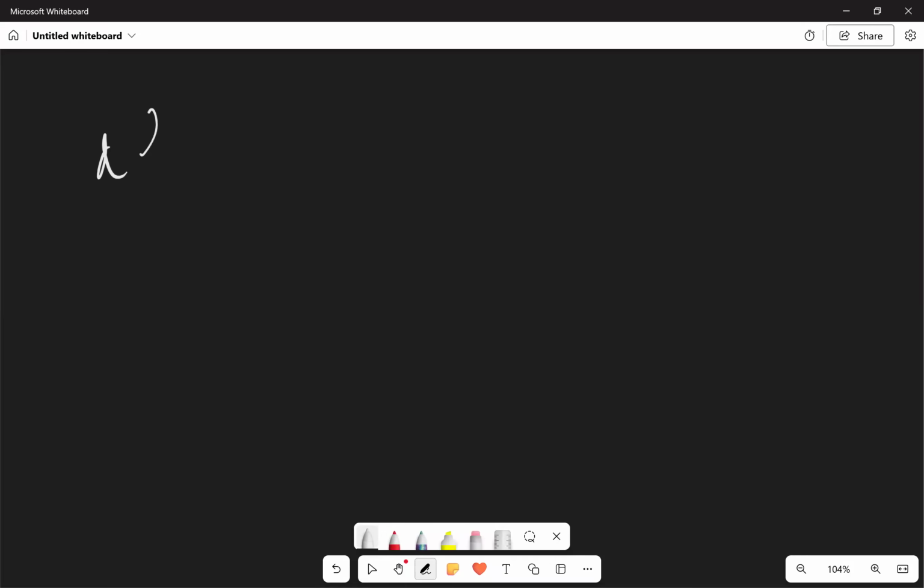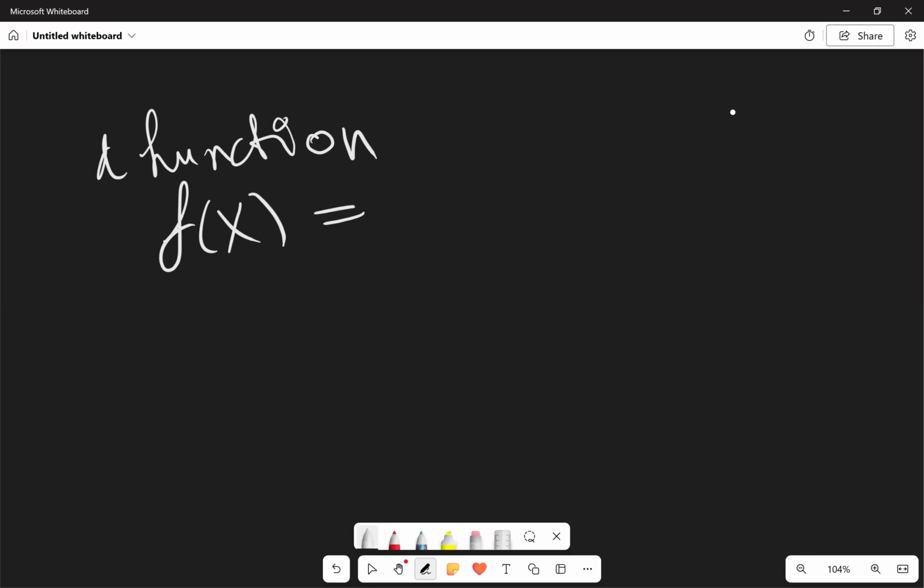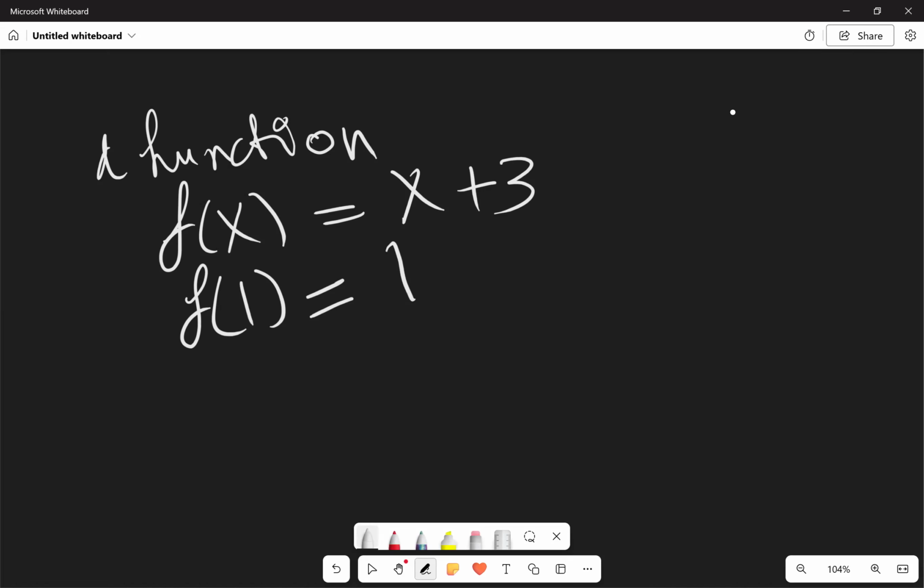A function is a machine that when you put in a certain number, it gives you a certain value. So we could say that a function f of x is equal to, for example, x plus 3. And if we want to know the value when x is equal to 1, then f of 1 is equal to substituting x with 1, then 1 plus 3 is equal to 4.